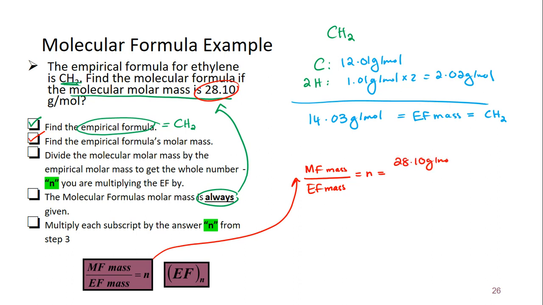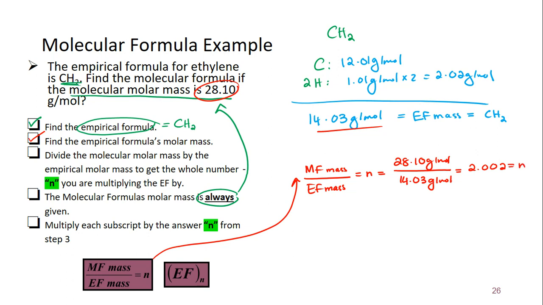MF mass is right here, 28.10 grams per mole. EF mass we just calculated, it's right there, 14.03 grams per mole, and that'll give me N. This is going to be probably very close to 2, but I want to be specific. So 28.1 divided by 14.03 gives me exactly 2.002. You can round that to 2 because you need a whole number. So 2.002 is equal to N.